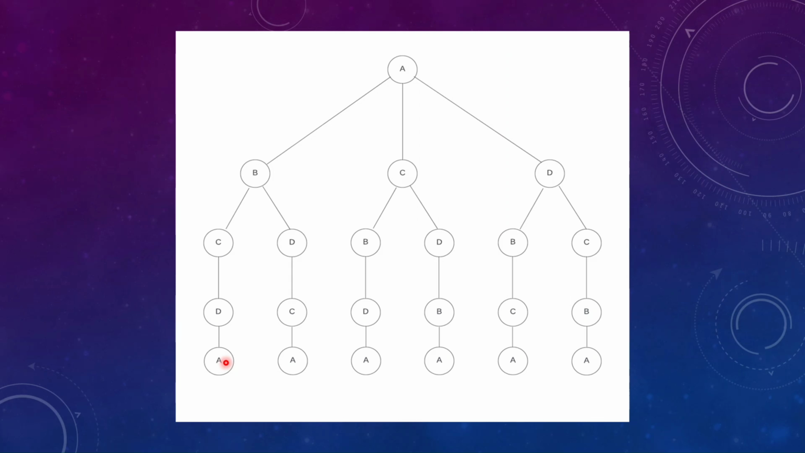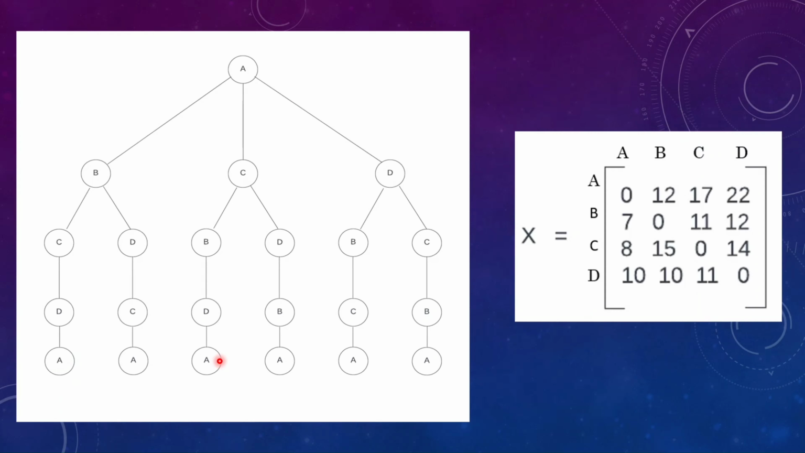Similarly, all the possible routes are illustrated using this tree. To begin with the solution, I would like to approach the problem with a bottom-up approach, that is, with the help of this matrix. I will calculate the distance when the salesman travels from city D to city A, which will give me, this is 10 units.